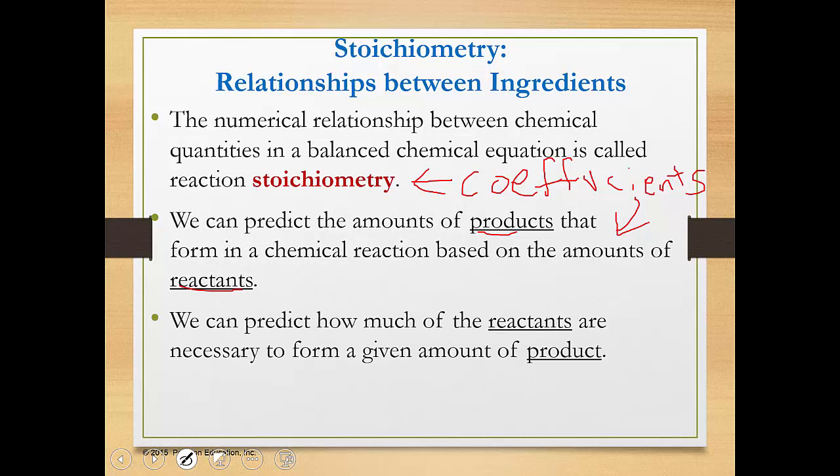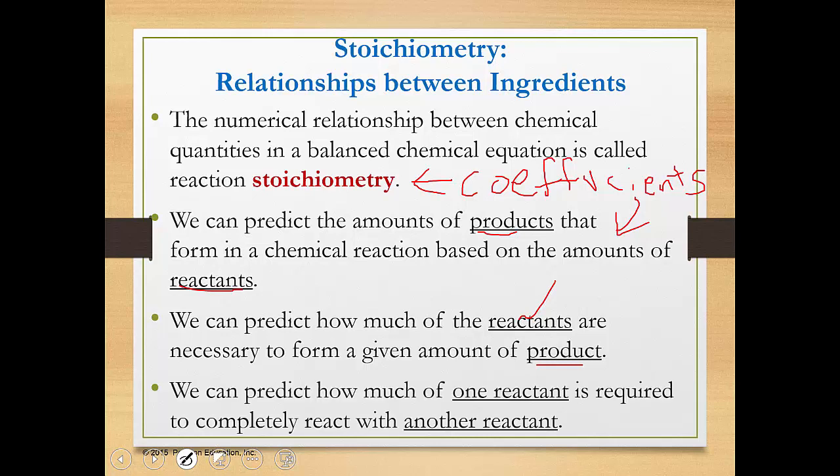So if we can predict the amount of product that we're going to form, we can also predict, if we want to form a certain amount of product, I need to make this many moles of this product, then I can use that to calculate the amount of reactant I need in order to form that much. That's what we're going to focus on in this chapter. Okay, those relationships of the coefficients in balanced chemical equations. Okay, so, sorry, I get ahead of myself on these. So we're going to predict how much of one reactant we need to completely react with another reactant and produce a certain amount of product.